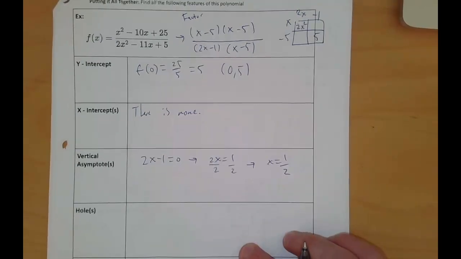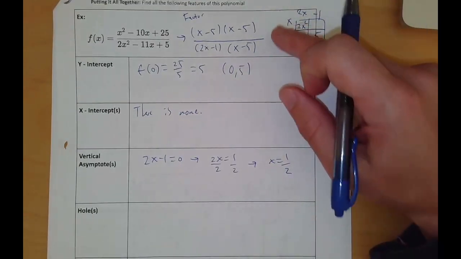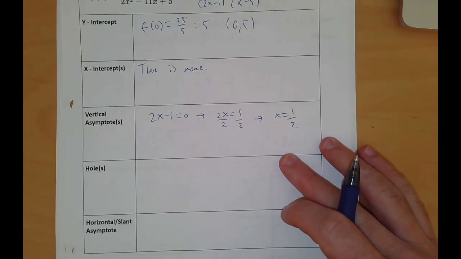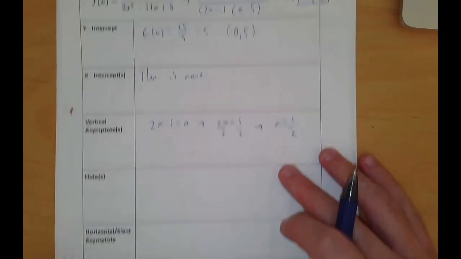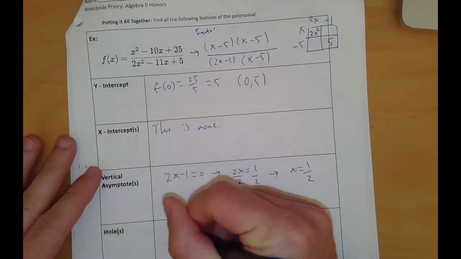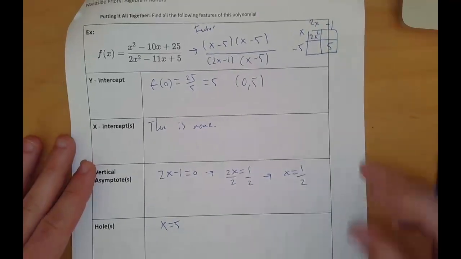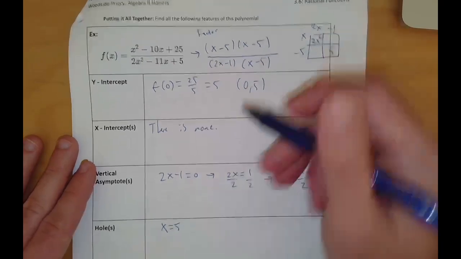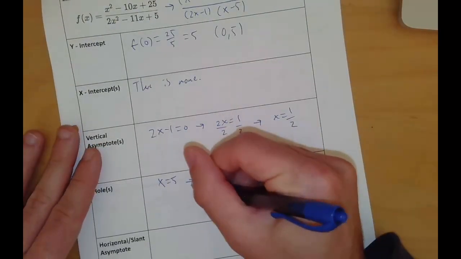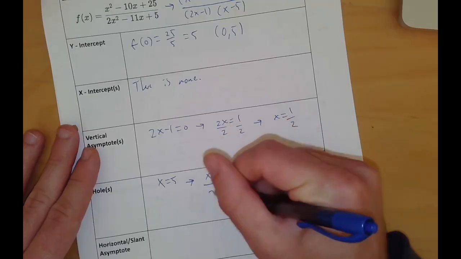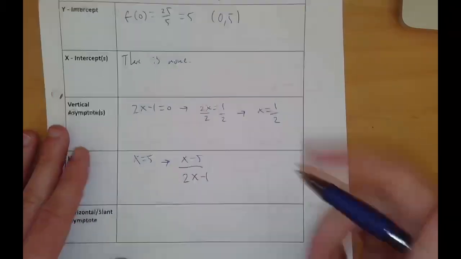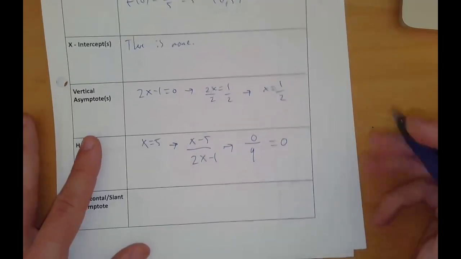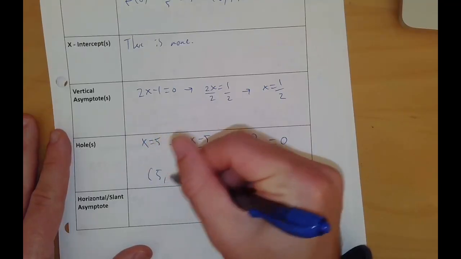Hole. Do I have a hole? Yes, I do. I have a factor that appears both in the numerator and denominator. So it's going to be at x equals 5. And what we're going to do is simplify this. So we're going to cancel out these two x minus 5s and plug into what's left over. If I cancel, I get x minus 5 over 2x minus 1. And I'm going to plug a 5 into that. I would get 0 over 9, which is 0. So that means my hole happens at 5 comma 0.